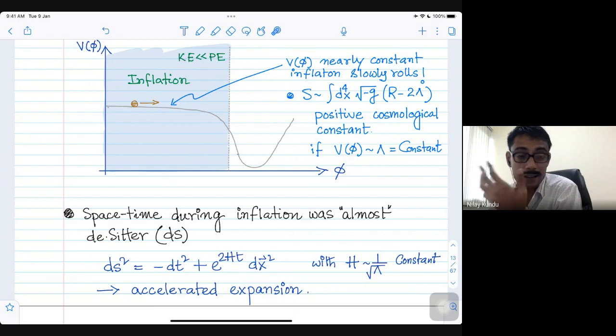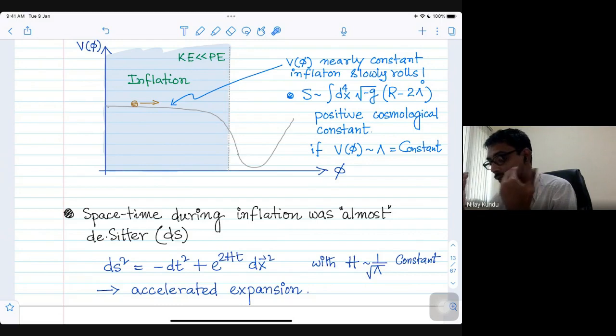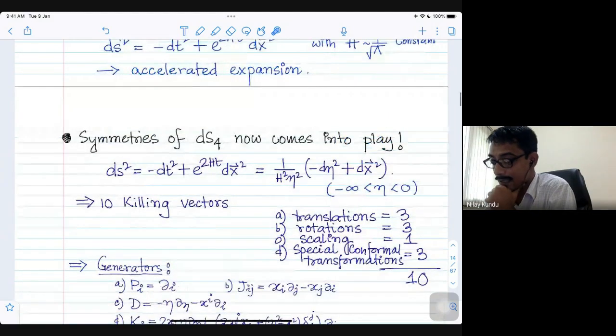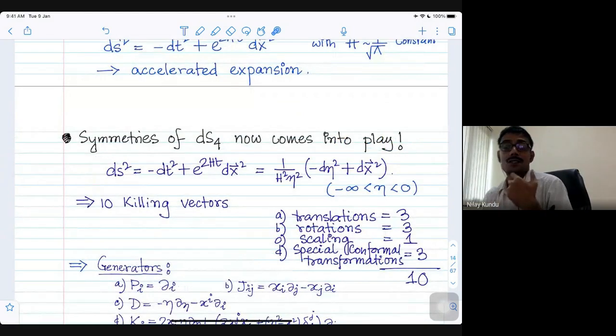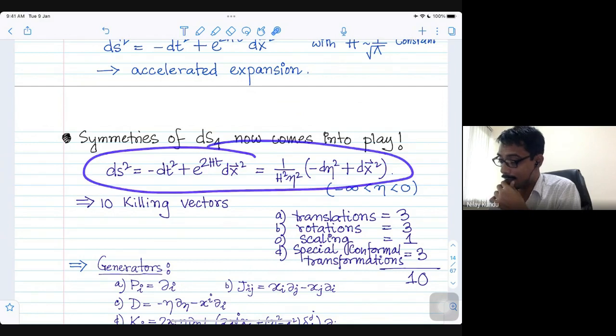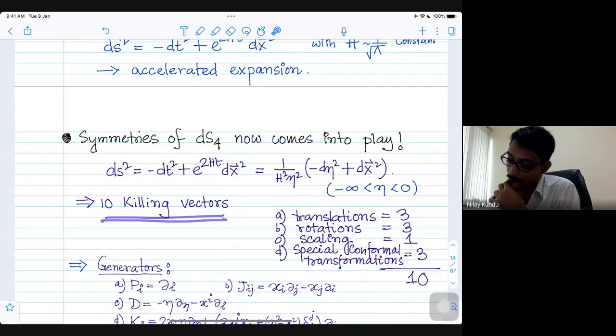There are thousands and lakhs and crores of models that you can come up with, that can give you a satisfactory answer, and then use observation to keep some model or neglect some model. But the principle that I am trying to adopt here is to study the symmetries that were present there, such that we don't rely on particular models. So what were the symmetries of this metric, given by what are called Killing vectors in general relativity?